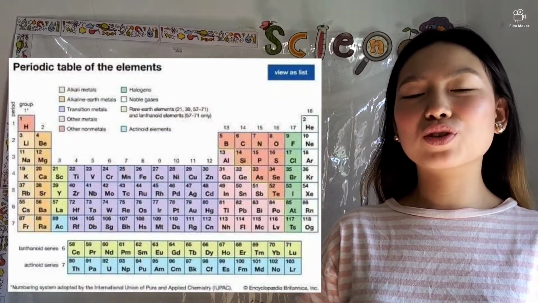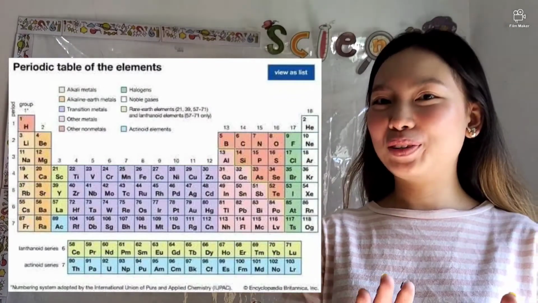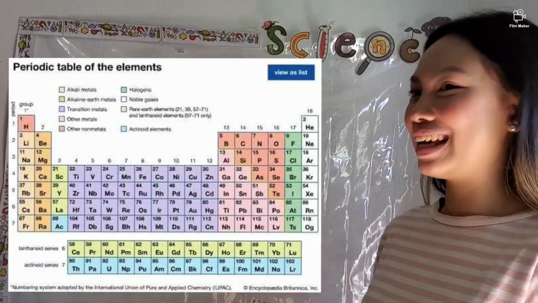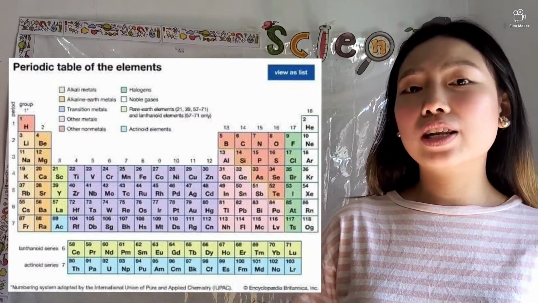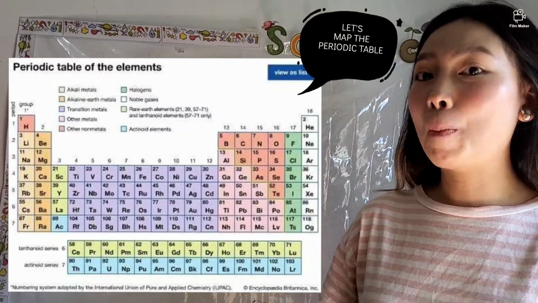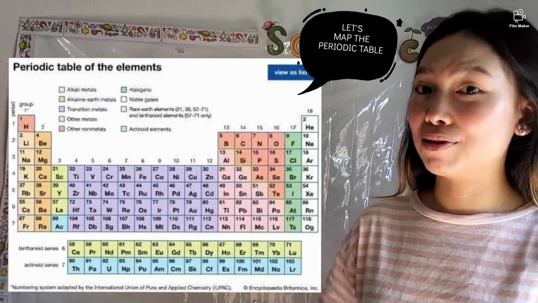We have a lot of versions of the periodic table, and of course there is also a history of the periodic table. But let us not go back to the history of how we came up with the latest periodic table. So, let us have this periodic table. The purpose of this lesson is to map the periodic table. We will map the periodic table into its different parts.